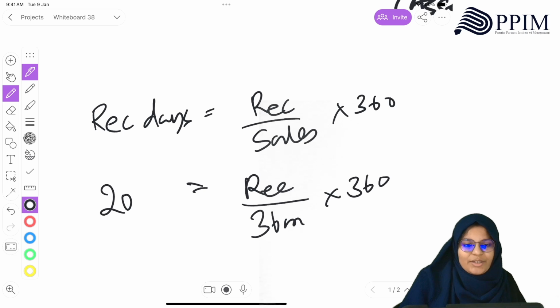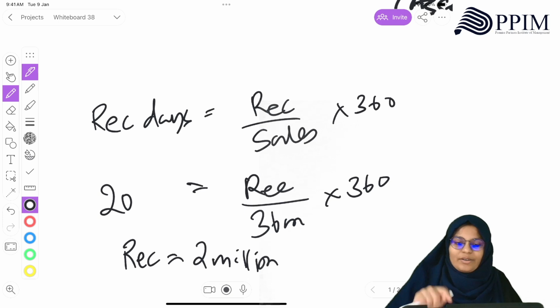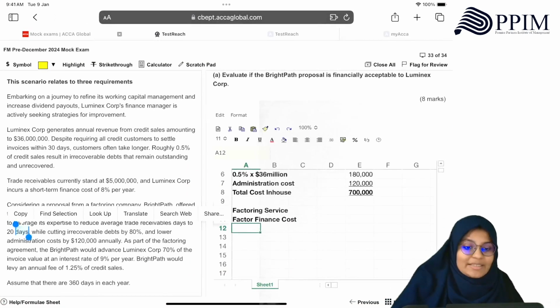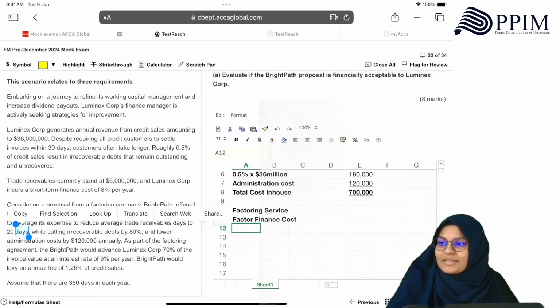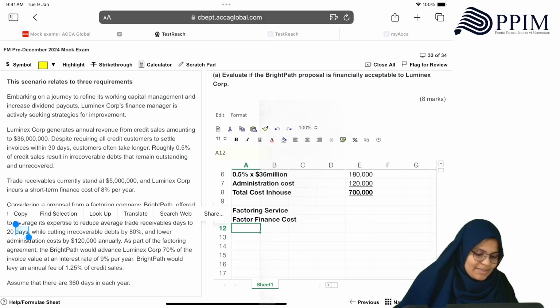Yeah, so receivables will be 2 million. On this 2 million only, they are saying they are going to give me 70% in advance itself, right? So 70% of 2 million, and I will have to pay them an interest of 9%. So basically how much will the finance end up being, right?